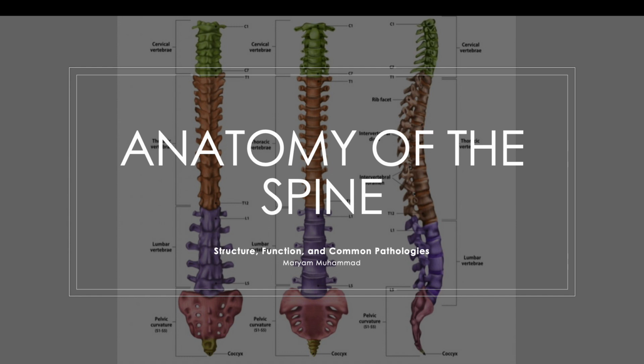We'll explore its structure, its critical functions in supporting our body and protecting the spinal cord, and finish by looking at common pathologies that can affect spinal health in both children and adults. Knowing the anatomy can help us decide what structures are at risk and what modalities we can monitor. By the end of this presentation, you'll see how intricate and important the spine really is, not just for posture and movement, but for our entire nervous system.